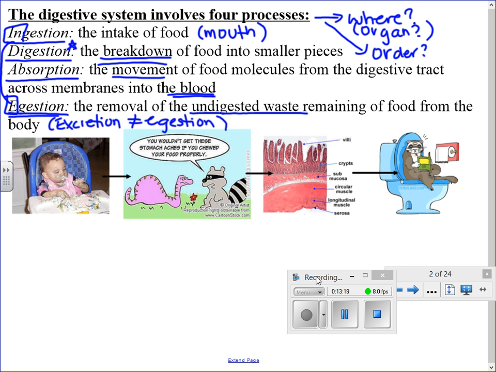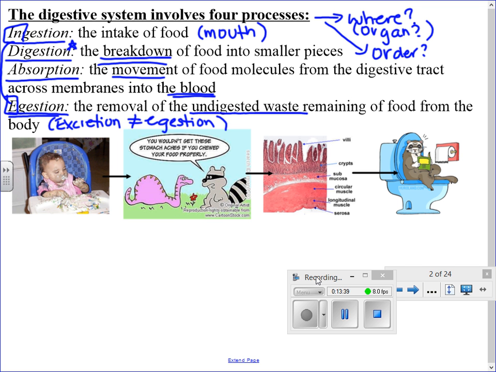So for example, fiber is something that generally you do not digest. And so eating a lot of fiber makes you have a higher volume of egested materials because your body is not breaking it down. So I put a few pictures here to illustrate what is going on.